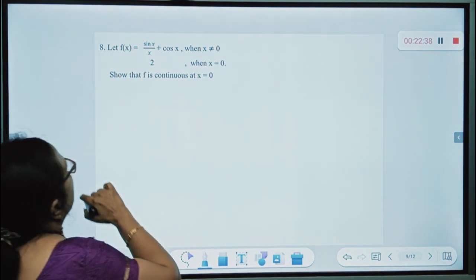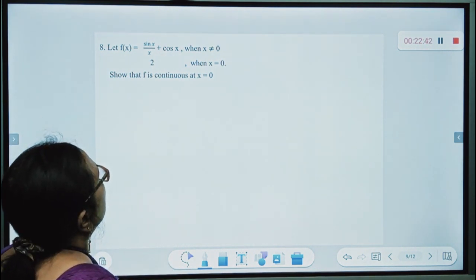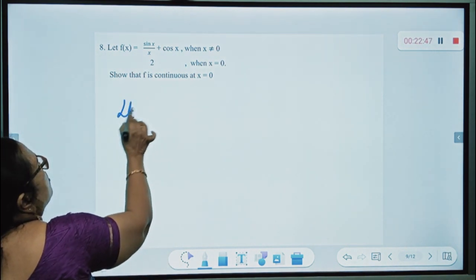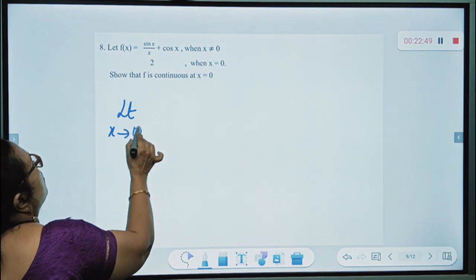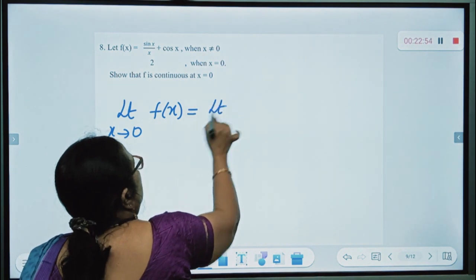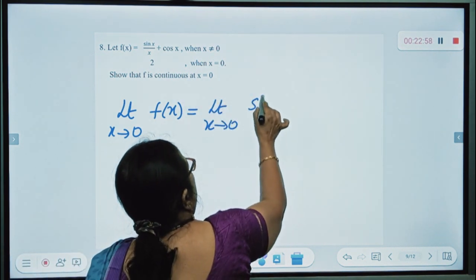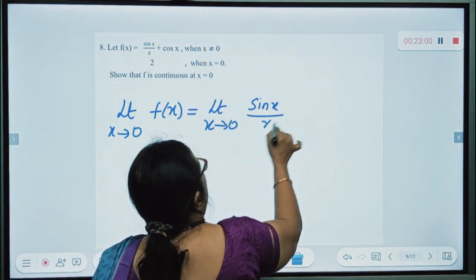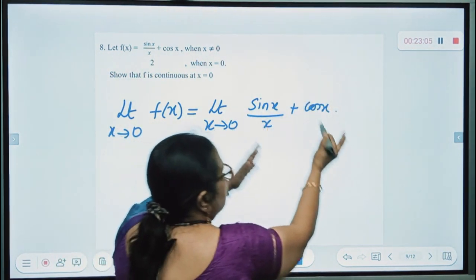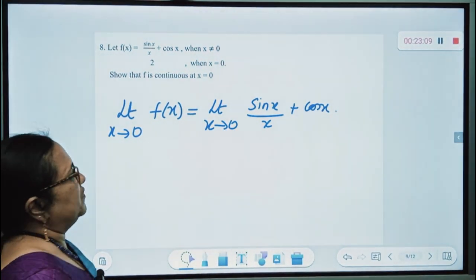Let f of x be sin x by x plus cos x when x is not equal to 0, and 2 when x is 0. Show that f is continuous at x equal to 0. So limit x tends to 0 of f of x will be limit x tending to 0 of sin x by x plus cos x. Because of the property of limits, this I can write as this limit plus this limit. Sum of two continuous functions will always be a continuous function.